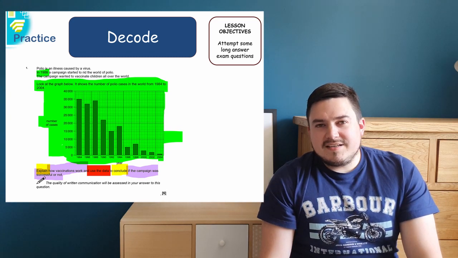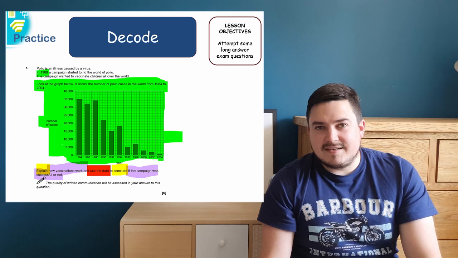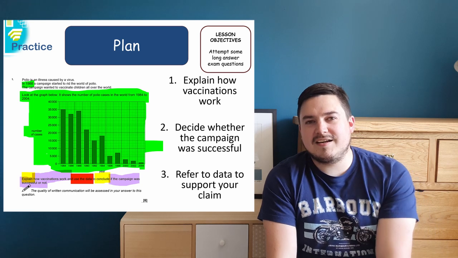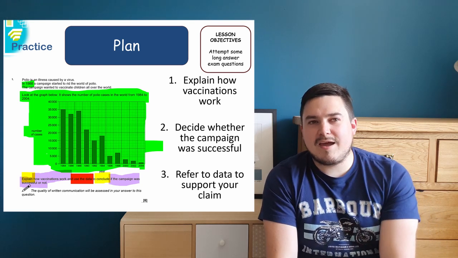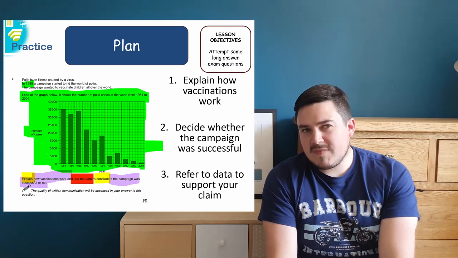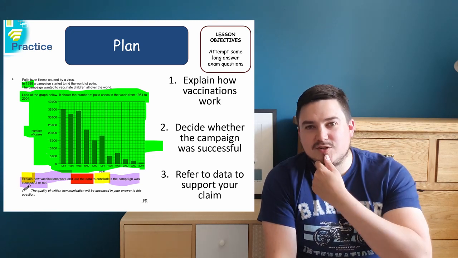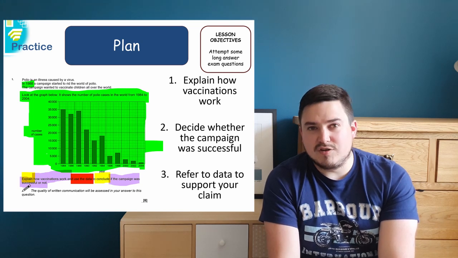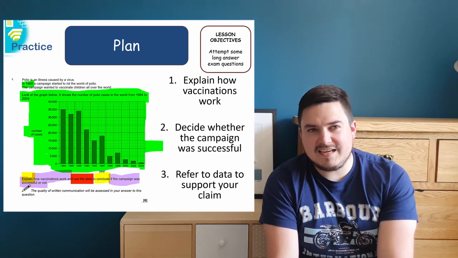Once you've decoded it, the next step is to plan your answer. And the 3 things you need to make sure you're doing here is to explain how the vaccinations work, to decide whether the campaign was successful, and refer to data to support your claim when you're doing this. So, we need to explain how vaccinations work. That's fairly simple. We've covered that in lessons before. Or you should have covered that in lessons if you've reached the end of B6.